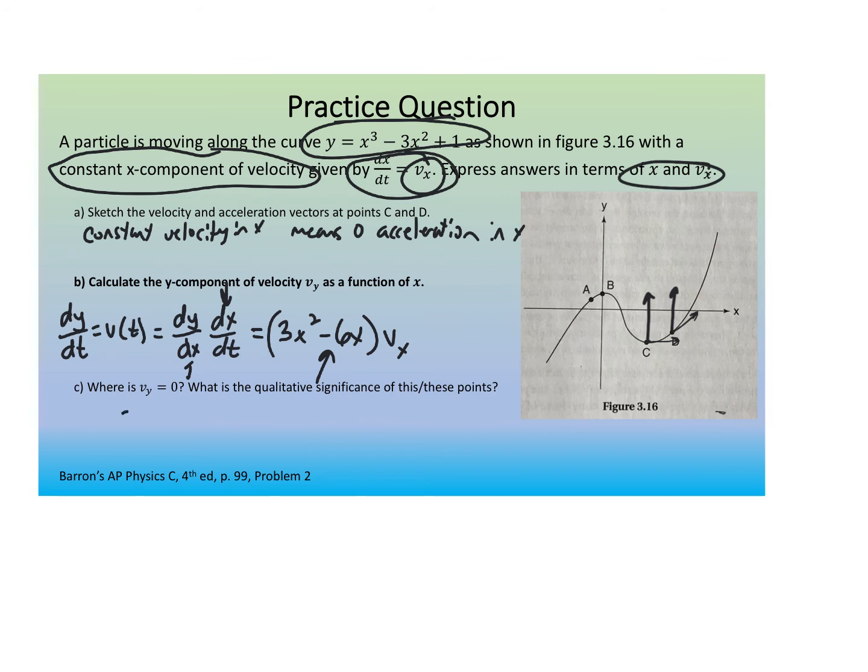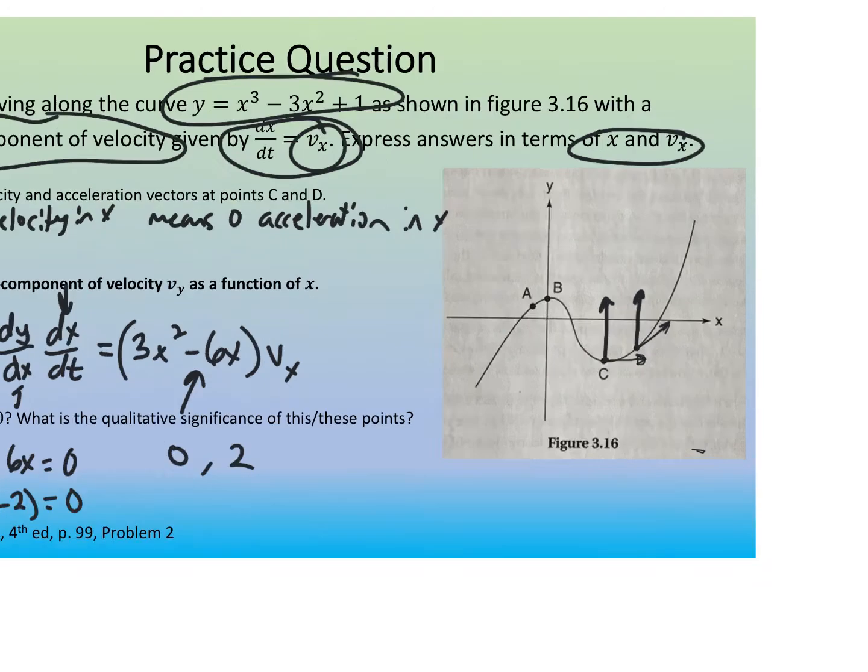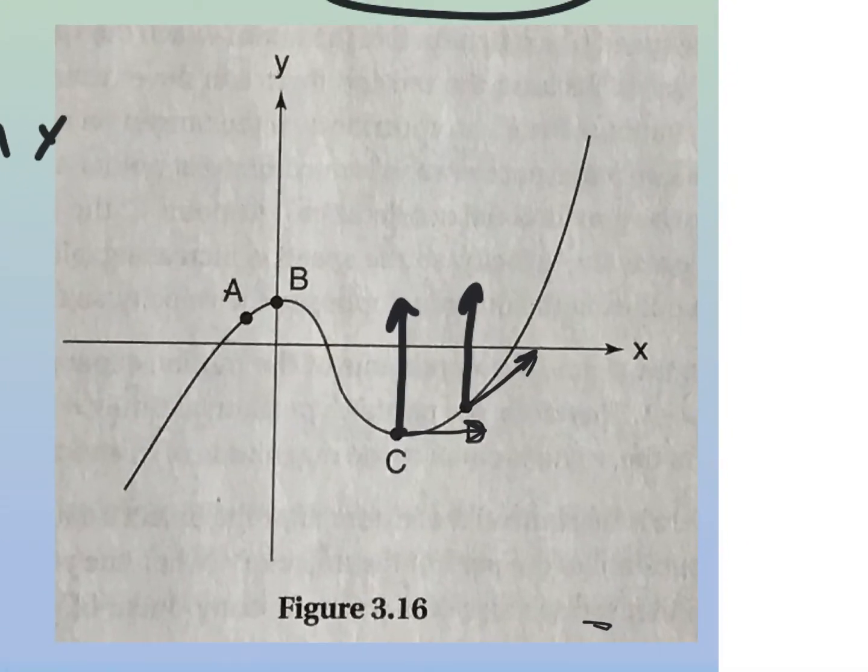And so we have the 3x squared minus 6x. We want that to equal 0. We could factor out a 3x and have an x minus 2. So it happens at x equals 0 and 2. Which should make some sense to you because on our graph, we get those slopes that are horizontal at x equals 0 and out at x equals 2.